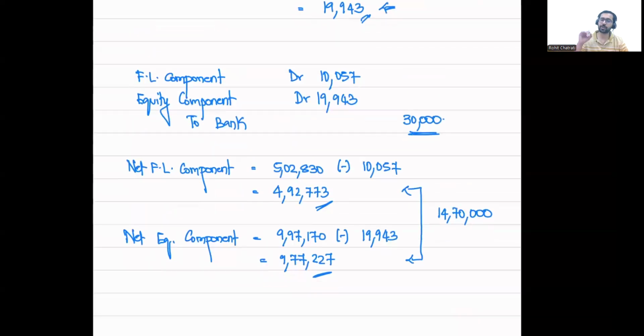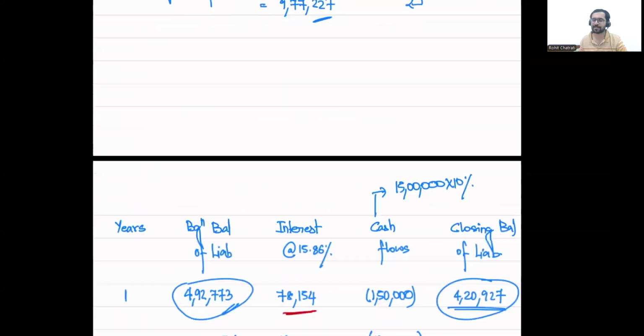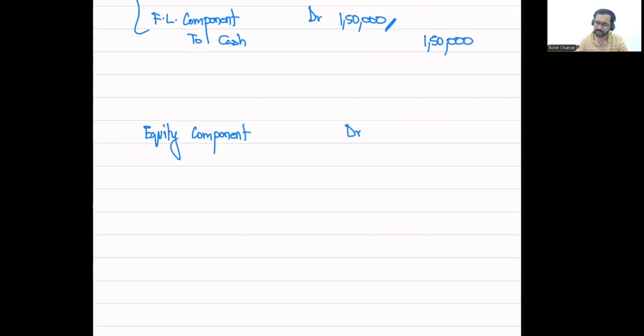Initially I recognized the equity component as 997. From there I reduced the transaction cost, so the net credit balance left in the ledger of equity component is 977 227. So I debit 977 227, and since equity shares are being issued right now, I will credit equity share capital and share premium.